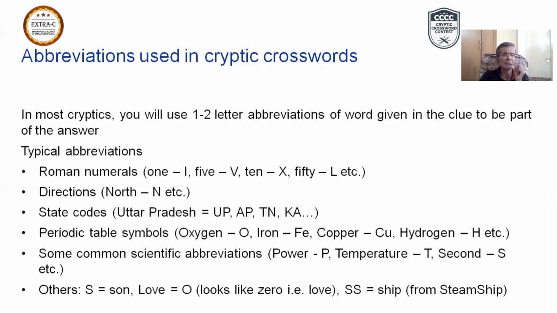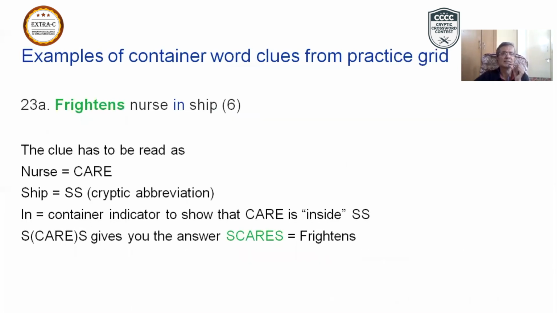So let's see one example which will help to understand this. This is from the practice grid again. Frightens: nurse in ship. It's a 6-letter word. The answer is frightens, right? So the clue has to be read as follows. If you take nurse, one of the words for nurse is care. If you nurse somebody, you care for them. C-A-R-E. And ship, as you know, can be abbreviated as SS.